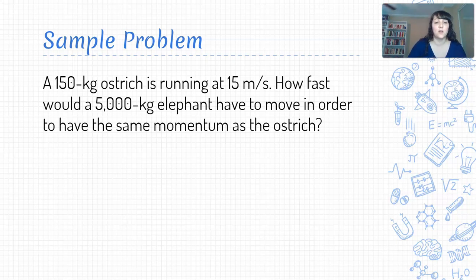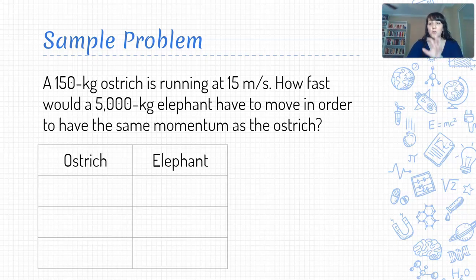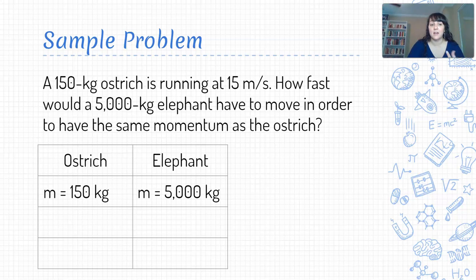So I'm going to go through my GUESS method and list out what I know and what I don't know to start. I'm going to make two different columns because I have two different animals here, an ostrich and an elephant. They each have their own information, so I'll separate those givens and unknowns out. The first thing I know for both of these is the mass. I know the mass of the ostrich is 150 kilograms. I know the mass of the elephant is 5,000 kilograms. I also know that the velocity of our ostrich is 15 meters per second in some direction. But we don't know how fast the elephant is moving. That's the thing that we are trying to solve for.